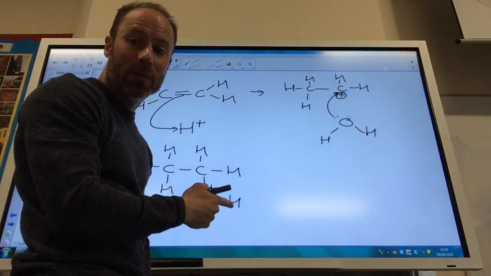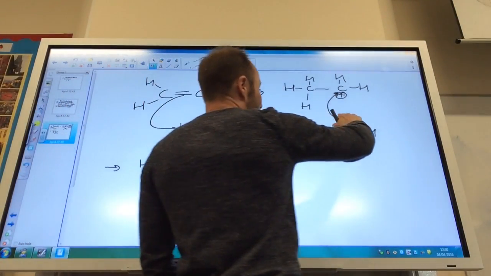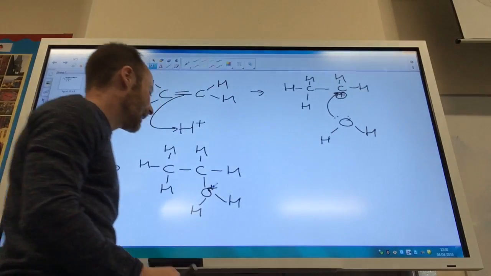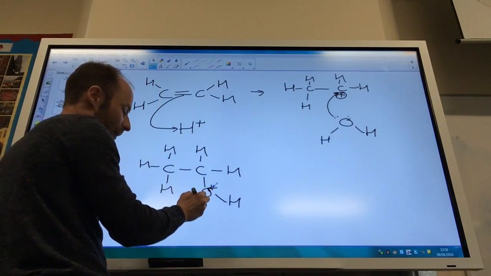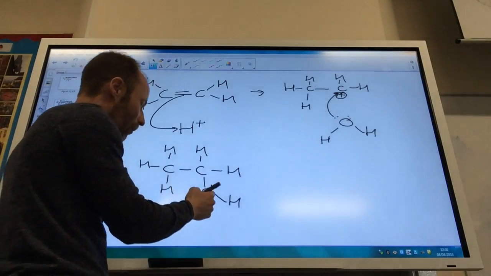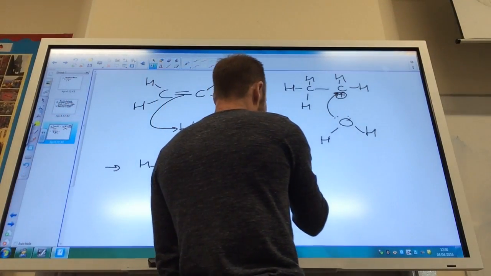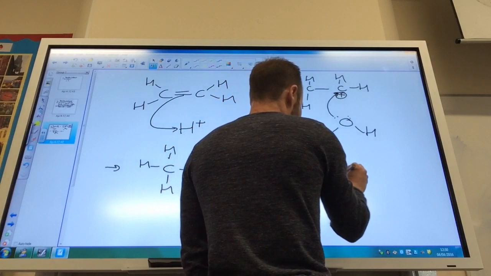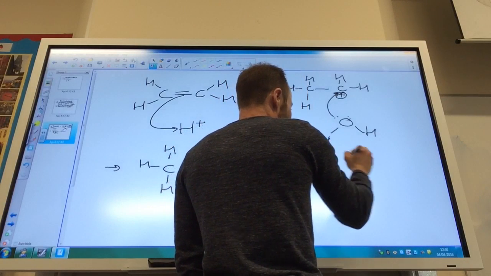It's not going to be happy because it has now donated its lone pair to that carbon, so it's got a plus charge on it. It wants to lose that hydrogen there, so that bond breaks to give me ethanol, like so.